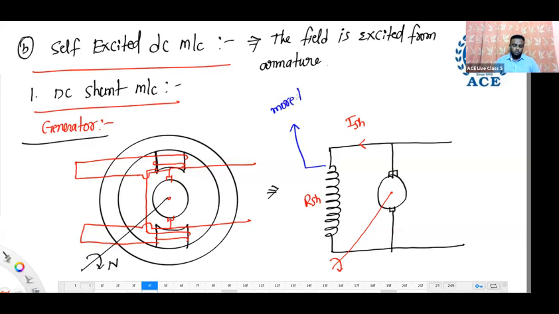Okay, more turns. And is it made up of thick wire or thin wire? It should be made up of thin wire. Now tell me here, why should it have more turns? Why should it be made up of thin wire? That we should know first. Otherwise, shunt machine you can draw directly, shunt generator or shunt motor. But the main thing is why it requires more turns and thin wire.